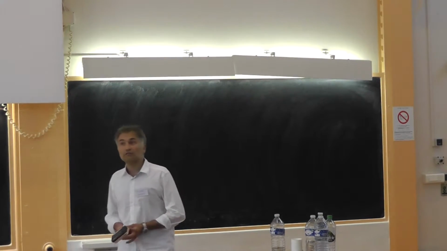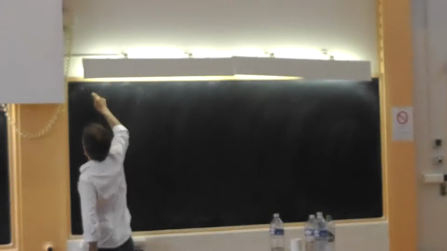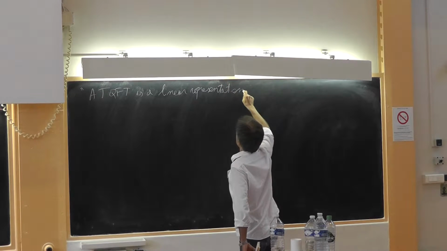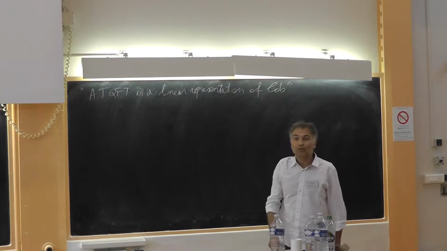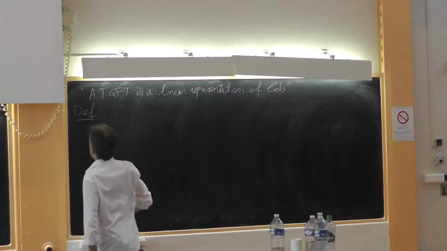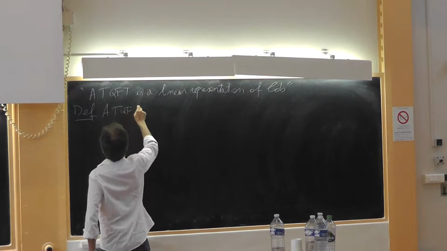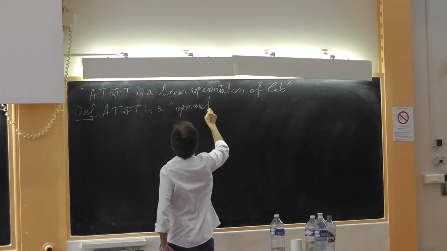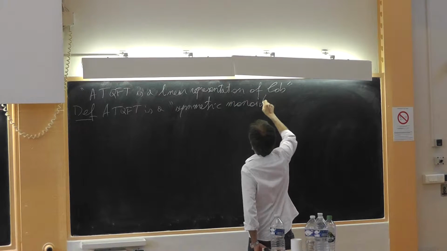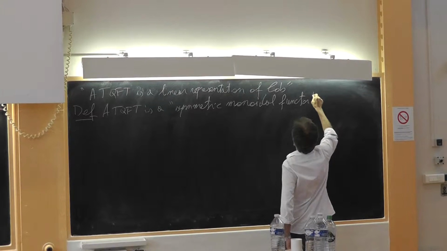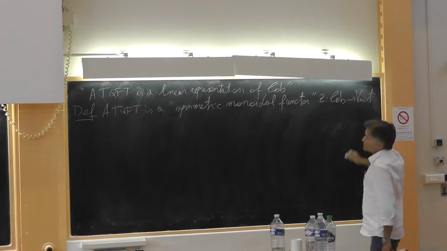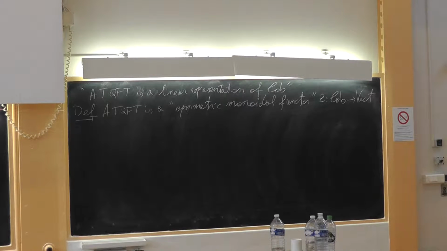So now I can give you already the definition of TQFT. Informally, a TQFT is a linear representation of the category Cob. That's informal. Formally, a TQFT, topological quantum field theory, is a symmetric monoidal functor, typically I will use the letter Z, from the category Cob to the category Vect, the category of finite dimensional vector spaces over C. I will be working just on this.